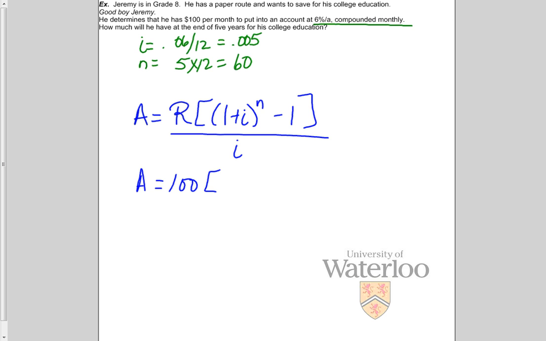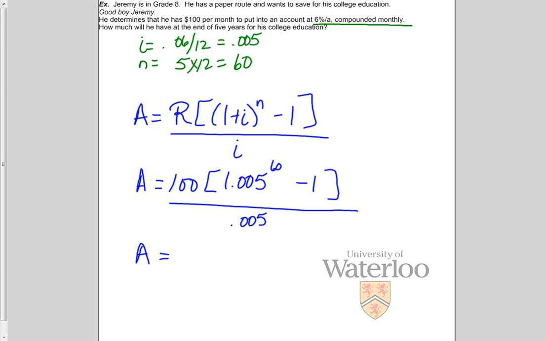This rate of growth is 1.005 to the power of 60, subtract 1, over 0.005. When all the dust settles, you really need to try these with your calculator. Use brackets. Be careful. You will get $6,977.